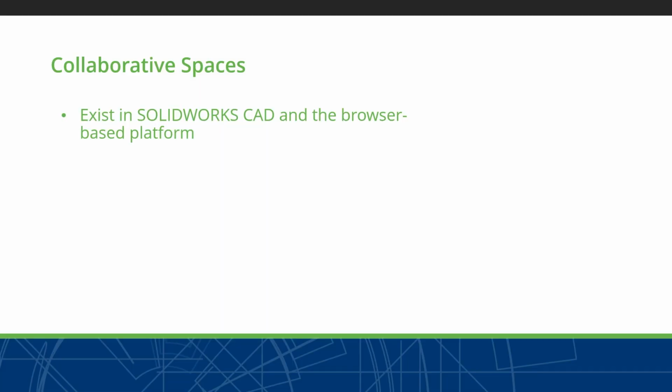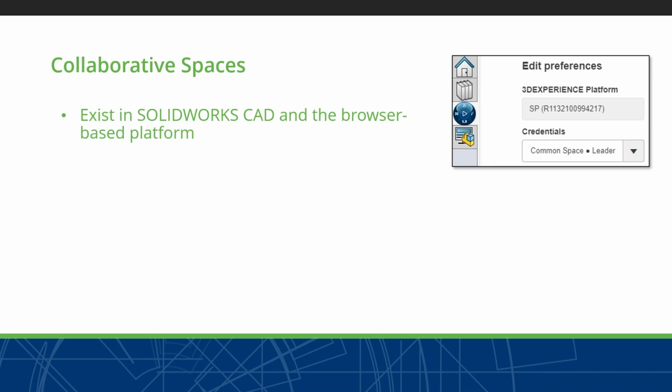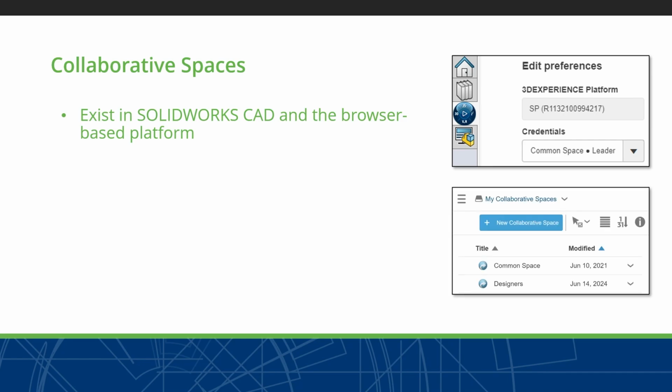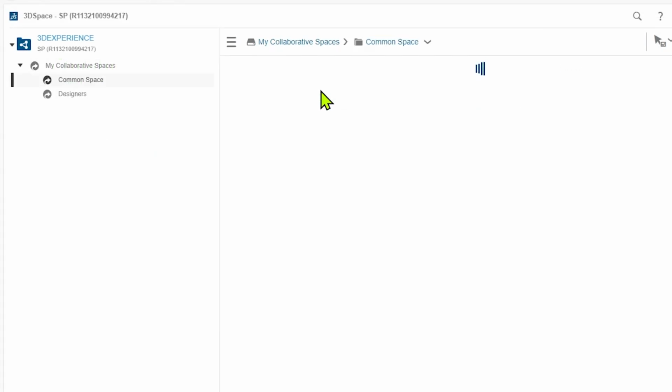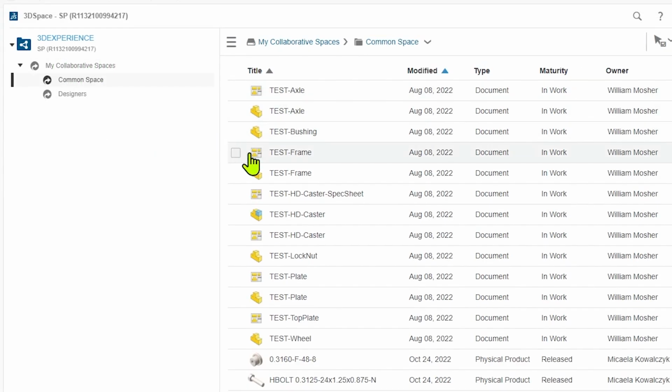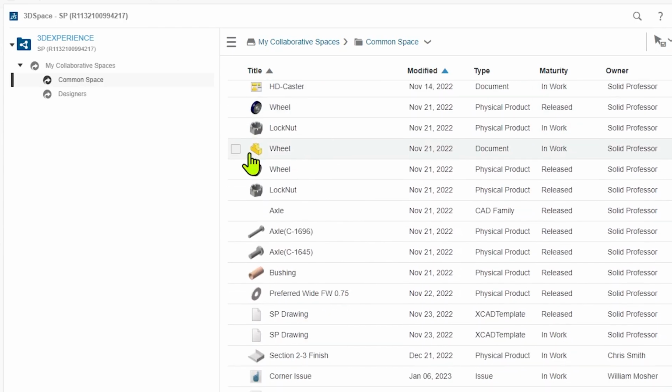Collaborative spaces can be accessed in both SOLIDWORKS CAD through the task pane and on the browser-based 3D Experience platform using the 3D Space app, and they effectively function as storage spaces for CAD designs and other related files. But it's not quite that simple.